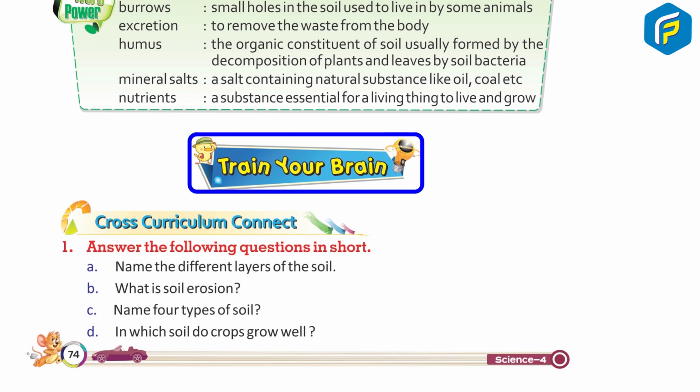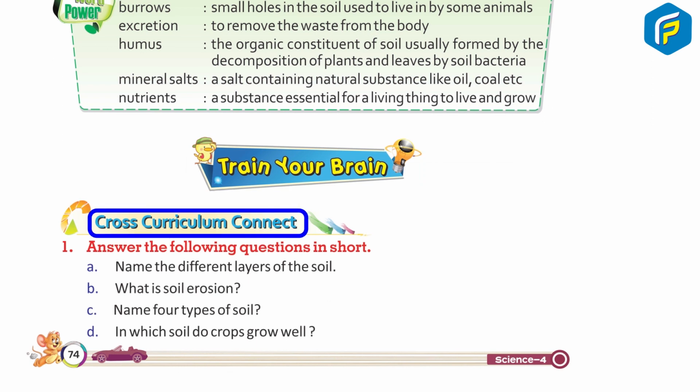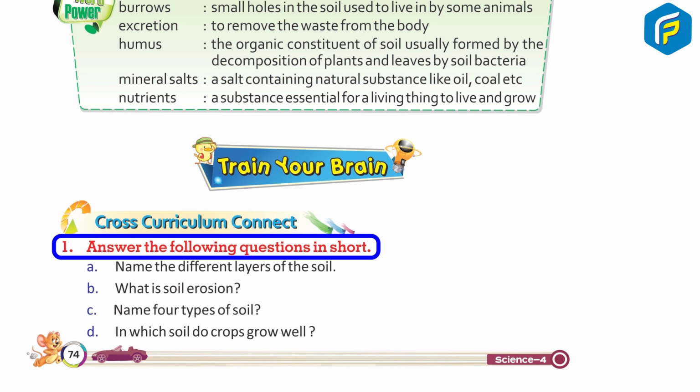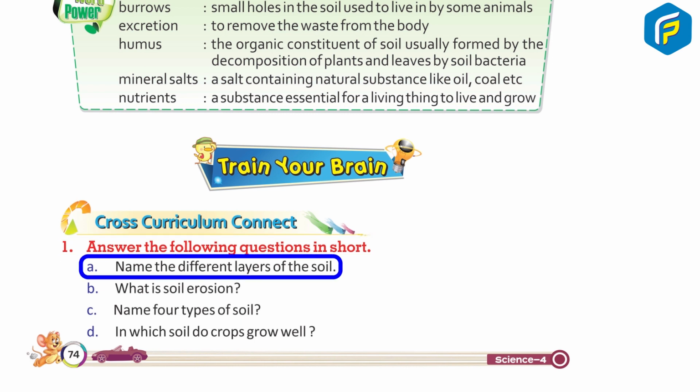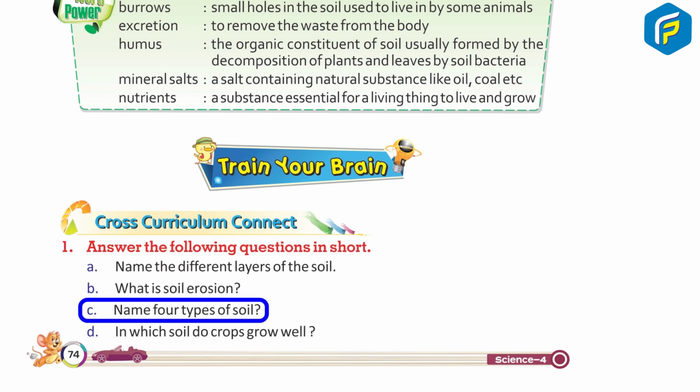Train your brain. Cross Curriculum Connect. 1. Answer the following questions in short. A. Name the different layers of the soil. B. What is soil erosion? C. Name 4 types of soil. D. In which soil do crops grow well?